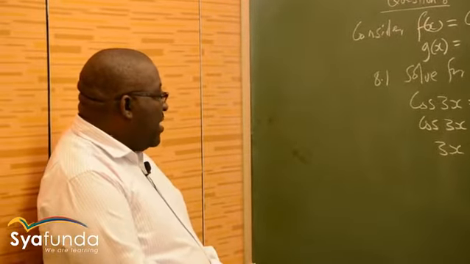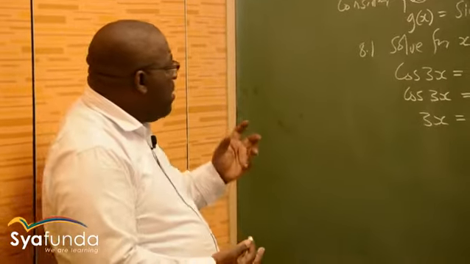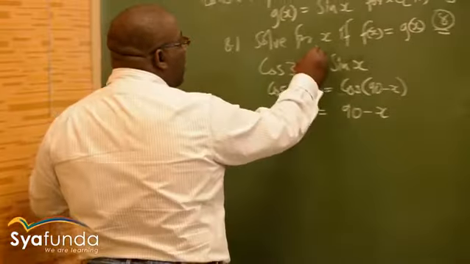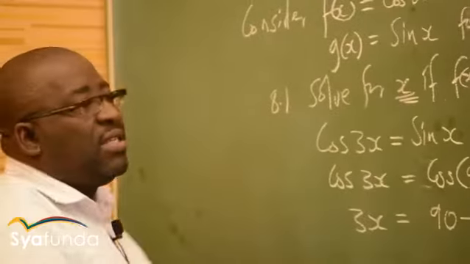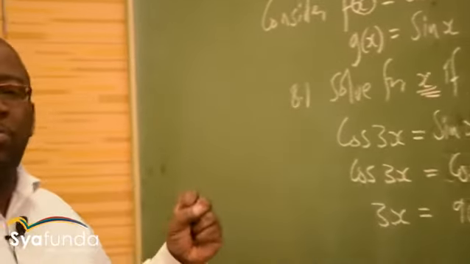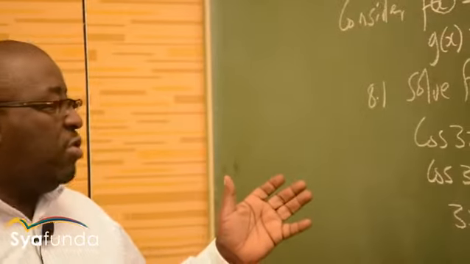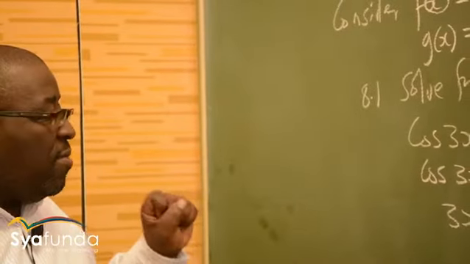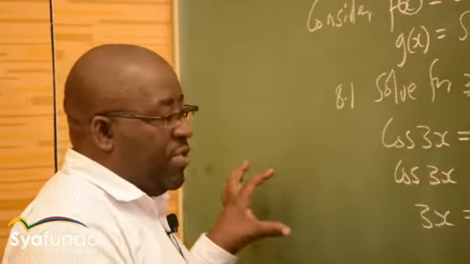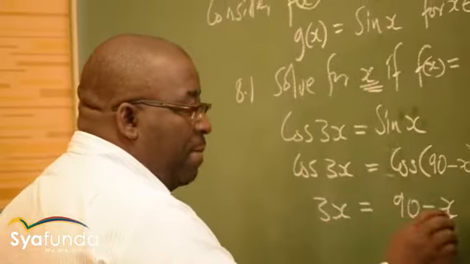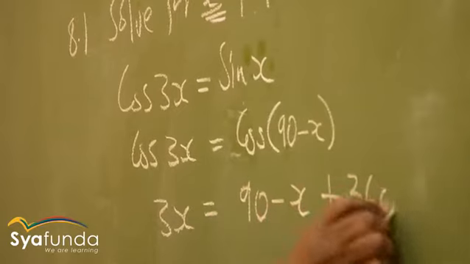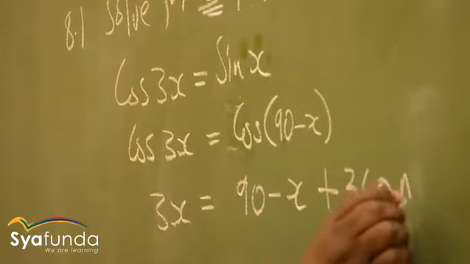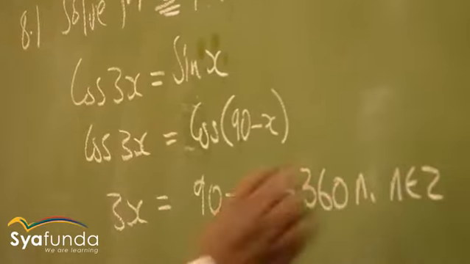3x is equal to 90 minus theta. Remember what is it that we're doing here? We're just solving for x. Right. This then will be, because this is a general, in fact, when you do these problems, you must be able to understand your general solution as well. So from here, I can say, if I'm doing the first quadrant, this becomes my theta, plus 360n, where n is an element of Z. I can also do that.